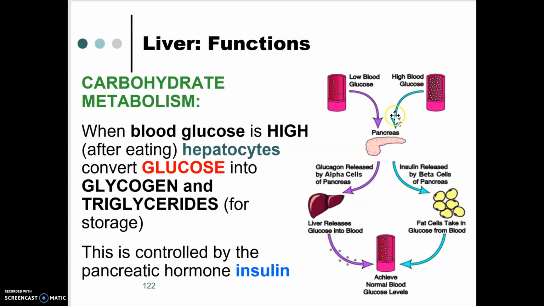So we send a chemical to the pancreas. The pancreas gets a signal. It realizes there's too much blood glucose available. What it'll do then is it'll secrete a hormone called insulin.